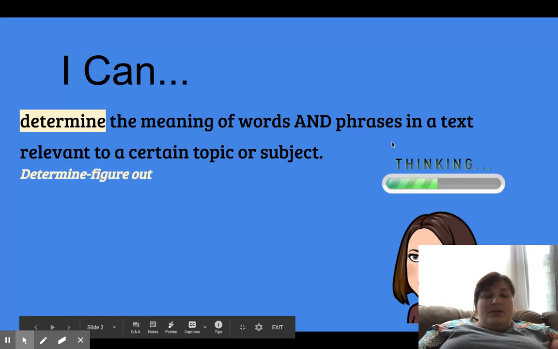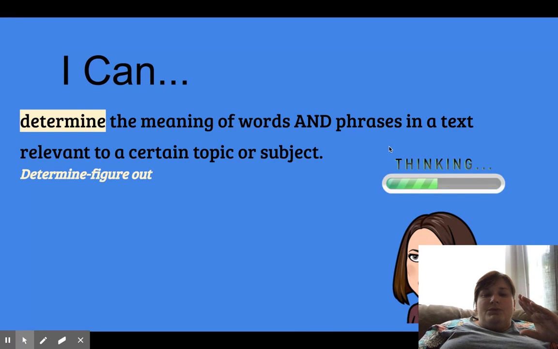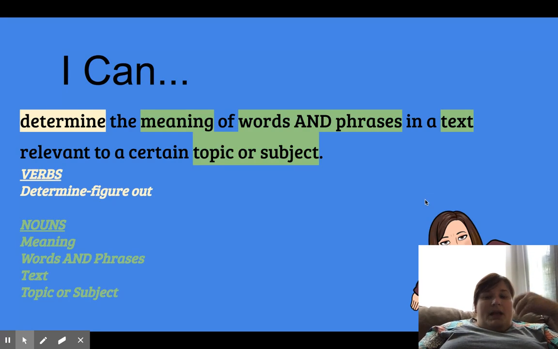First thing we're going to do is pull out those verbs, the action words, what we're actually going to be doing. And the action word in the sentence is determine. The meaning of determine is to figure out. So we're going to be figuring out something. Now, what is it that we are going to be figuring out? Well, let's look at the nouns to find that out. We pull out the nouns and it says meaning, words and phrases, text, topic, or subject.